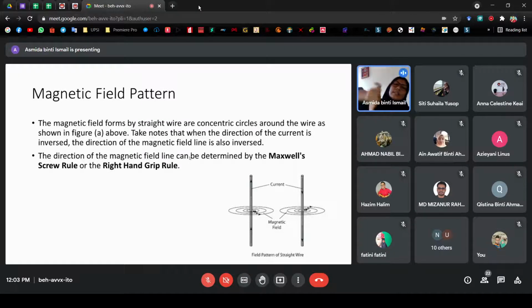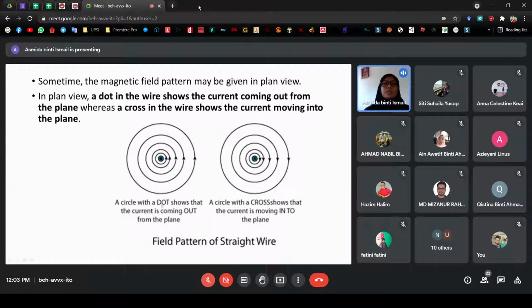If your current is down, okay, so your direction of the magnetic field is clockwise. Okay, this is how you determine the direction of the magnetic field by using the right hand grip rule. Okay, the direction of the magnetic field line can be determined by the Maxwell's screw rule or the right hand grip rule. Okay, right hand grip rule or Maxwell screw. Jadi saya tunjuk Maxwell screw tu.